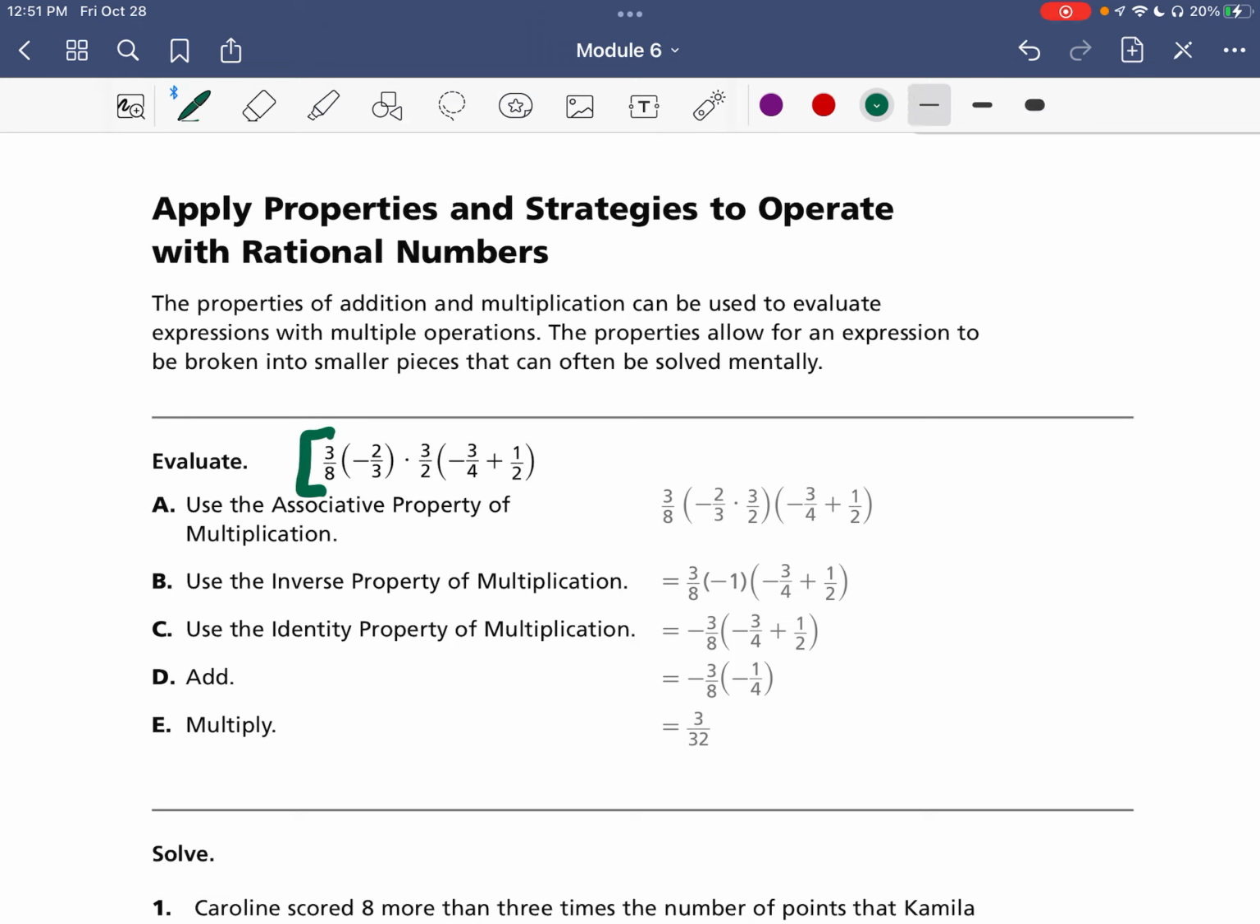We have 3/8 times negative 2/3 times 3 over 2. And then in parentheses, we have negative 3/4 plus 1/2. So what we're going to do here is leave this last part in parentheses. We're going to leave that together throughout all of this until we actually simplify that expression. And to make this just a little bit easier, we're going to group some different numbers together.